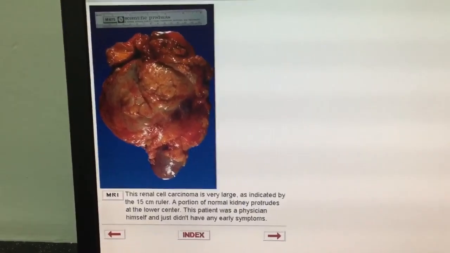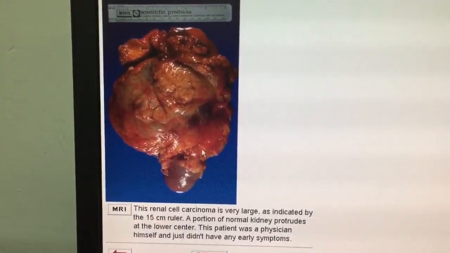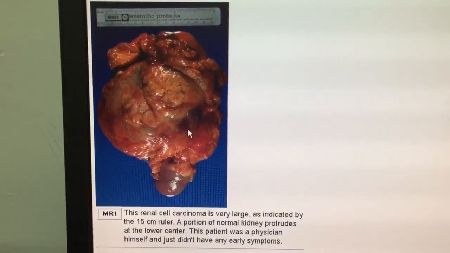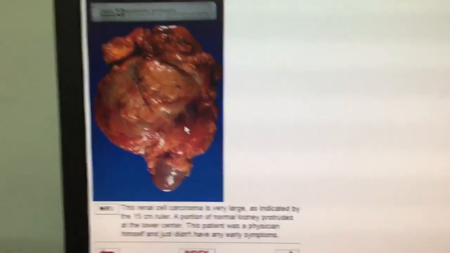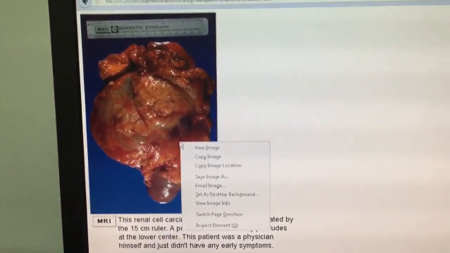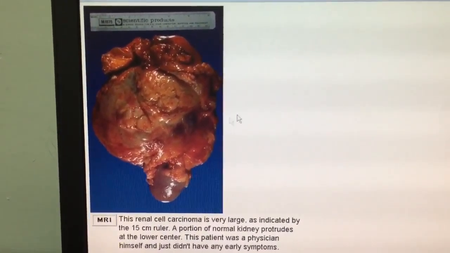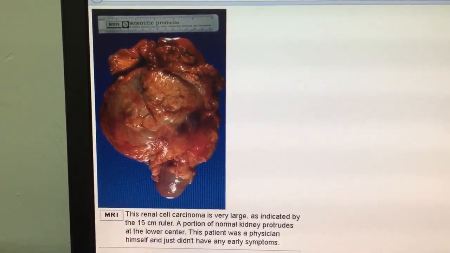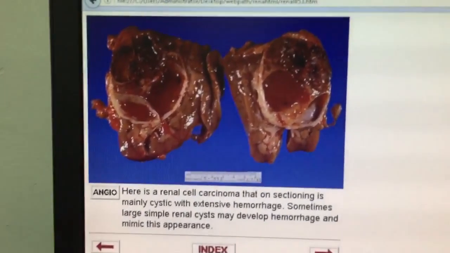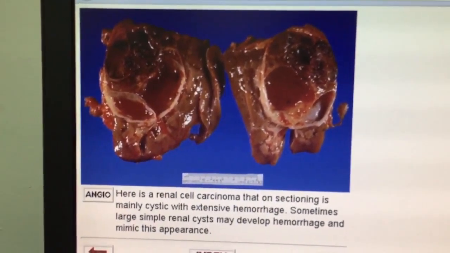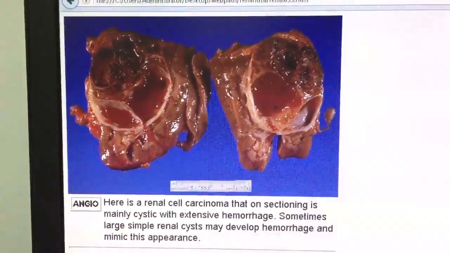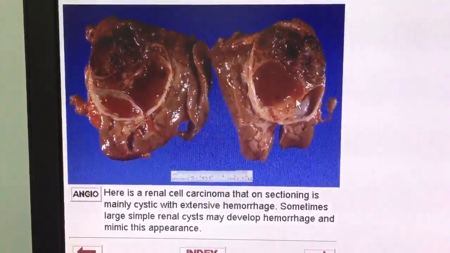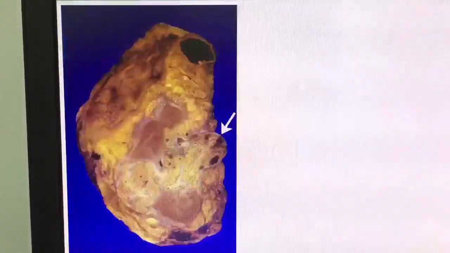Another example of renal cell carcinoma reaches a large size, here up to 15 centimeters. Renal cell carcinoma can grow to a large size because the kidney is a retroperitoneal organ, and it has space to grow without giving any specific symptoms. Another example of renal cell carcinoma appears here as a multilocular cyst filled by serosanguinous or hemorrhagic fluid.